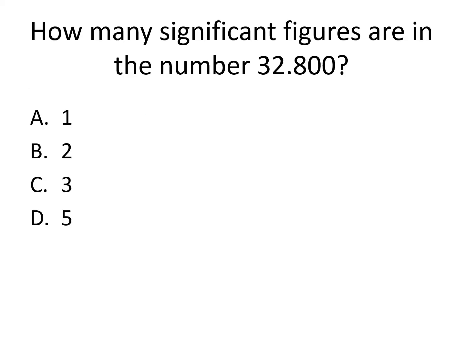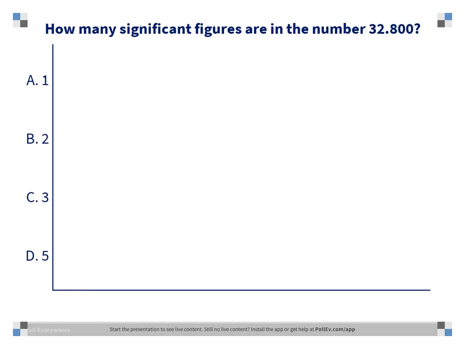How many significant figures are in the number 32.800? Is it A, 1, B, 2, C, 3, or D, 5? The correct answer is D, 5. The first 3 digits are significant because they are non-zero, and the last 2 are significant because they are on the right of all the non-zero digits, and there is a decimal point in the number.